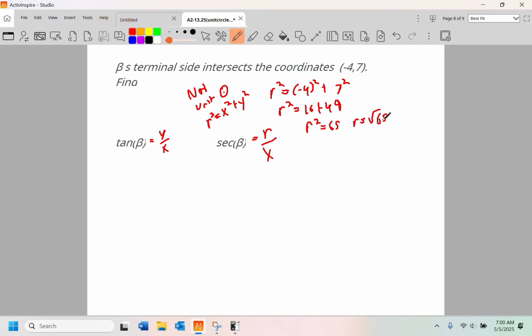I'm going to go to town with it, all right? Tangent's y over x, that's the easy one. That's 7 over negative 4, which is negative 7/4. Now for secant, I'm going to have root 65 over the x value of negative 4. And again, negative symbols belong in the numerator or out front of the fraction, never in the bottom.